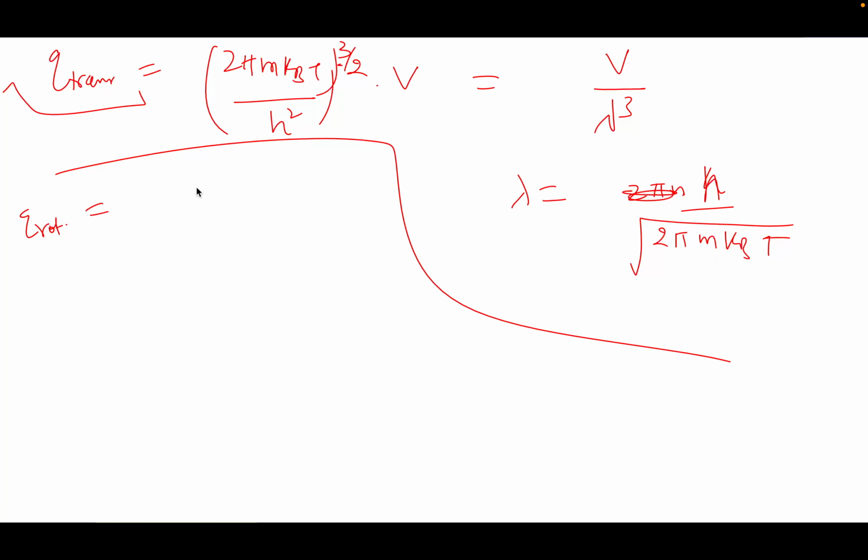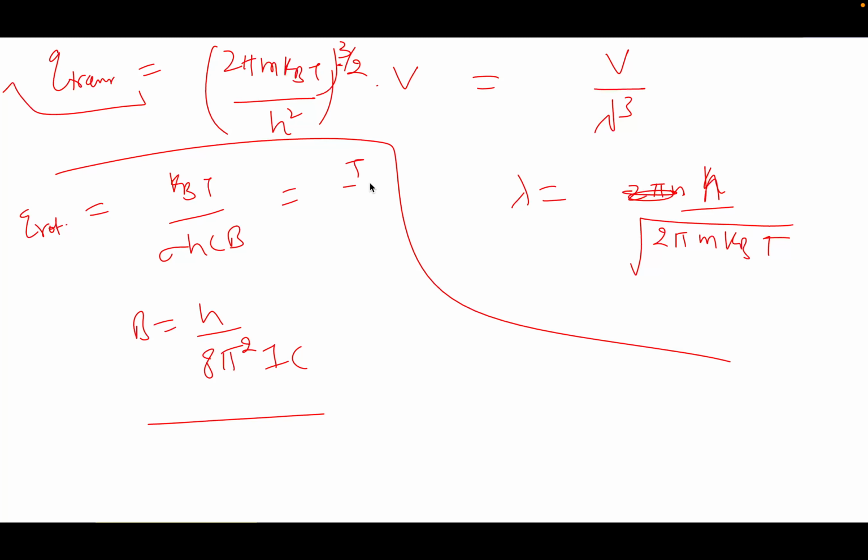Q rotation is kBT by sigma hcB, where B is h upon 8 pi square Ic. Okay, you can write it as T over sigma theta R, where theta R is the characteristic rotational temperature. Sigma is the symmetry factor, which is equal to 1 for heteronuclear and 2 for homonuclear gases.